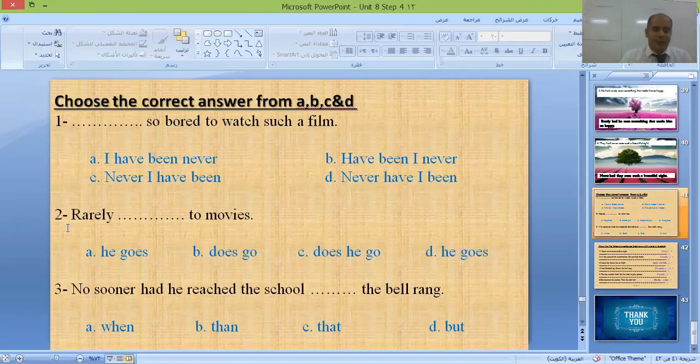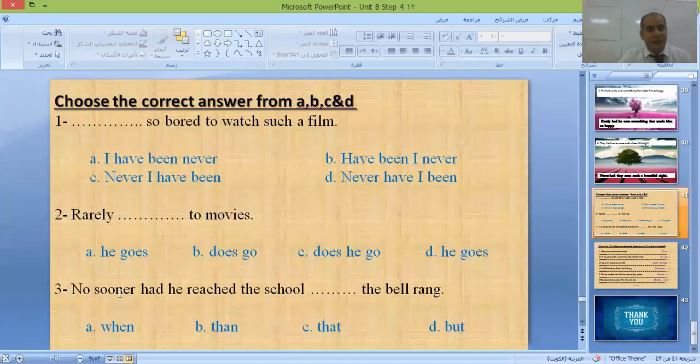Second one: Rarely, blank, two movies. Rarely he goes, or does he go, or does go, or he goes. What's the answer? Yes, does he go. The third one: no sooner had he reached the school, blank the bell rang. No sooner what, no sooner when, no sooner than, no sooner that, no sooner but. Yes, no sooner than.